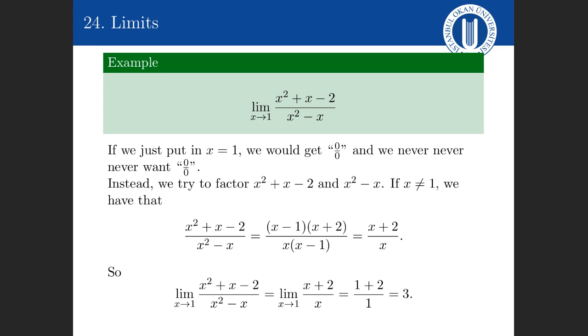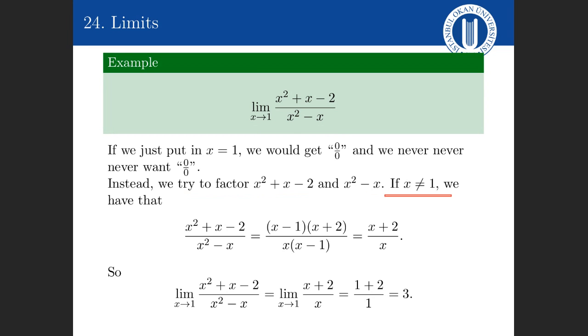We can't just use the previous technique of putting in the number x equal to 1, because then we would get 0 divided by 0. And this is not a number, this is undefined. In mathematics, we never want to get 0 divided by 0. So instead, we need to be smarter. Instead, we're going to try to factor x squared plus x minus 2 and x squared minus x.